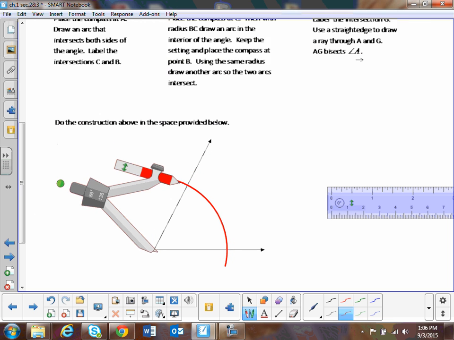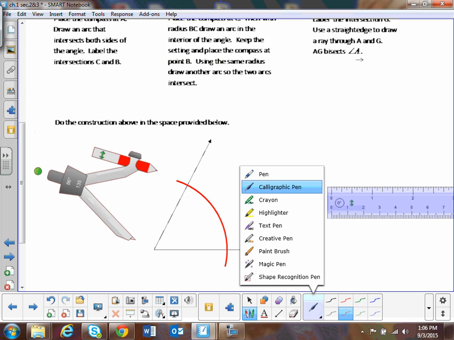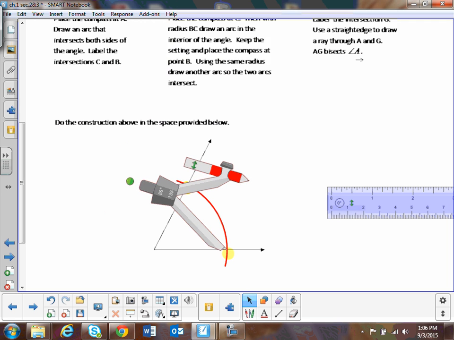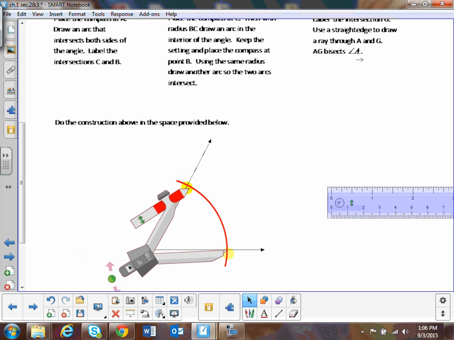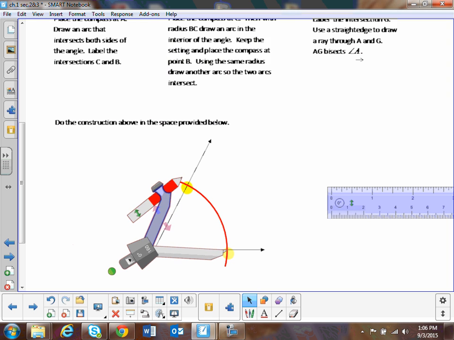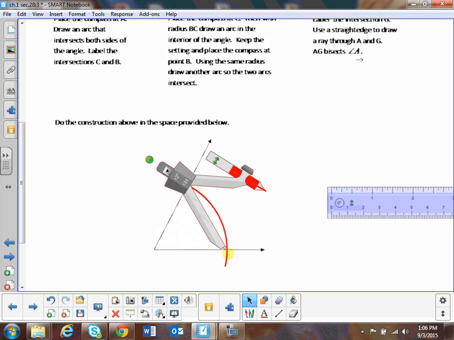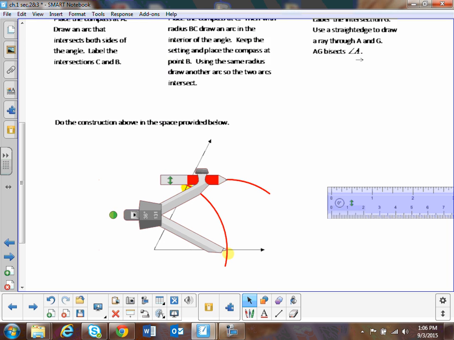Then you want to place your compass on these two intersection points. And again, it just needs to be close to it. It doesn't have to be exactly. So see how I'm like right here, that would still be okay. Okay, so you can go right on it if you want, or even go further out. It just needs to be about right there. Then you want to make an arc in the interior, like that.